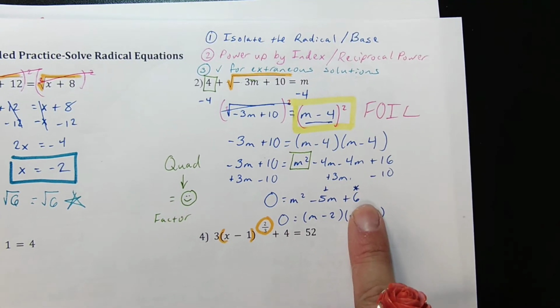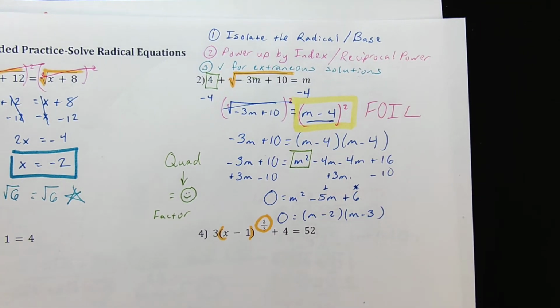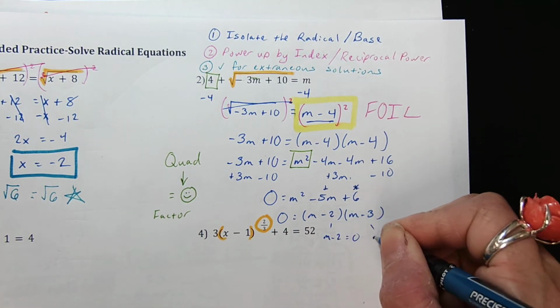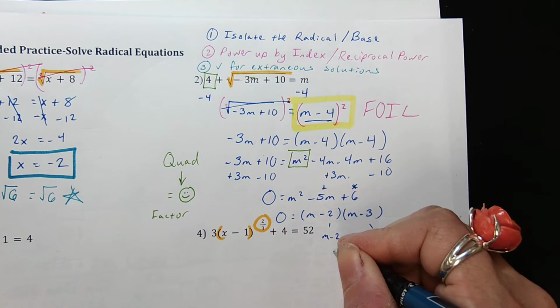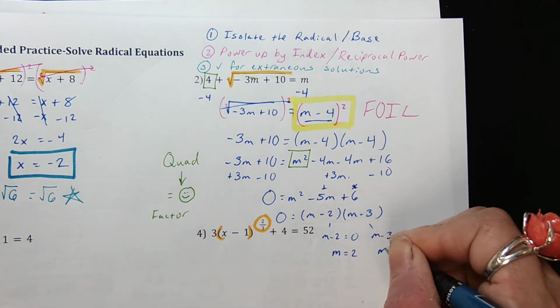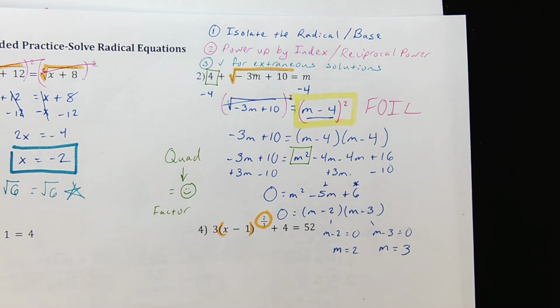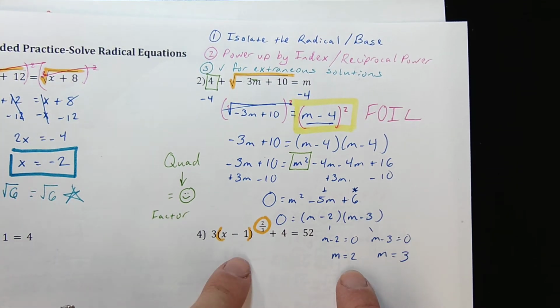That gives me positive 6 for the product and negative 5 for the sum. Then set m minus 2 equal to 0, m minus 3 equals 0, m equals 2, m equals 3. But wait, there's more. So we have two potential solutions, but we do need to check by plugging back into our original equation. So let's go ahead and plug in the 2 first.